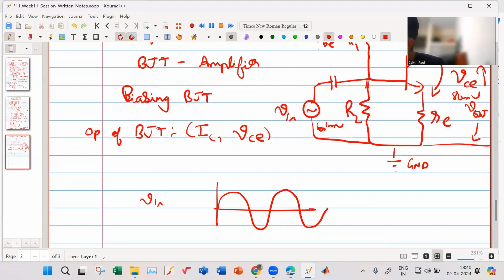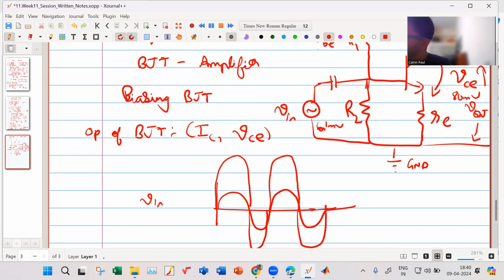This is your input signal. Your output signal you will want to be something like this, right? For this to happen, your BJT has to be in the active region, right? Then only you can amplify. If it goes into cutoff or saturation, your voltage will not come, or it will get clipped and clamped.